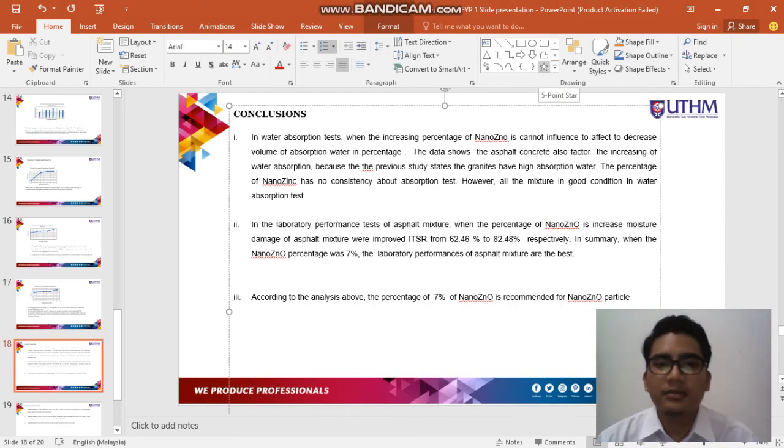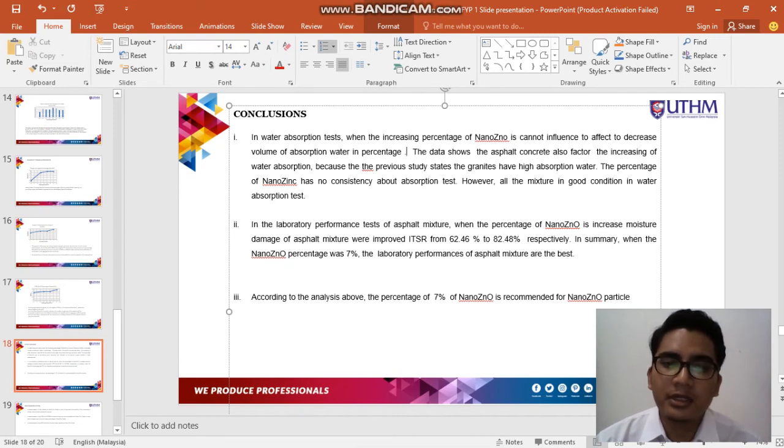For the conclusion, in the water absorption test, increasing the percentage of nano zinc oxide does not affect the decrease of the volume of absorbed water. The asphalt concrete is also a factor in the increase of water absorption because other research states that granite has high water absorption. The percentage of nano zinc oxide shows no consistency in the absorption test. However, all the mixtures are in good condition in the water absorption test.